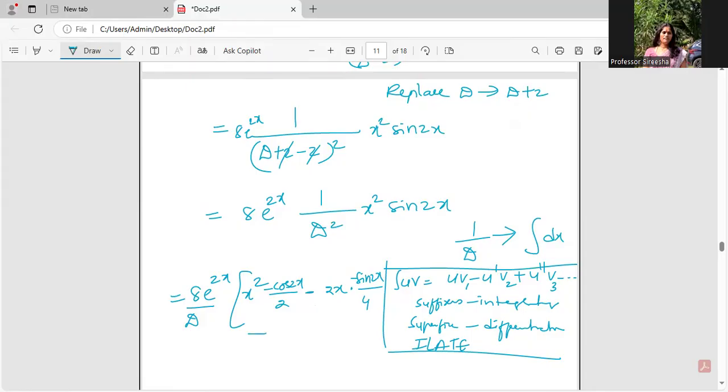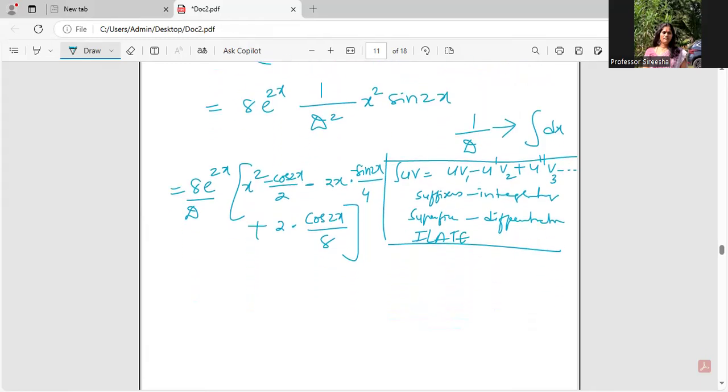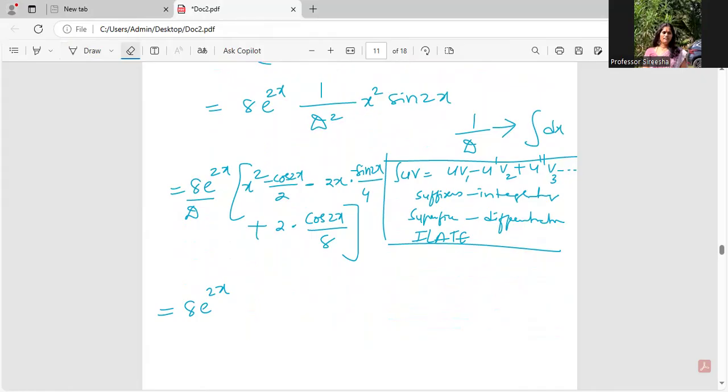There's one more term as well. That is 2x differentiation would be 2 into sin x differentiation is minus cos, integration is minus cos x. So cos 2x by 8 is what I will have. I need to integrate this once again, this term once again. It's a bit lengthy, not difficult. 8 e power 2x. 8 e power 2x. And I'll be integrating again.